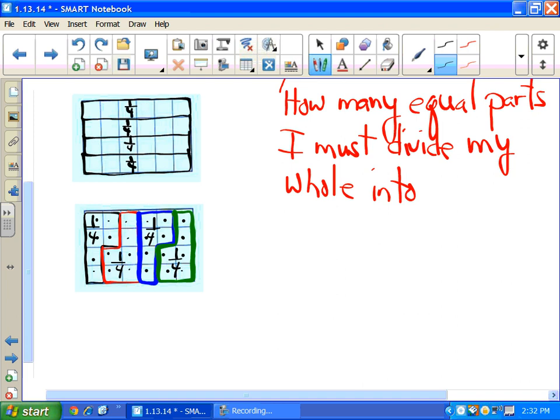Again, going back to our discussion in class today, the denominator tells us how many equal parts we must divide the whole into. The numerator tells us how many of those we're interested in.